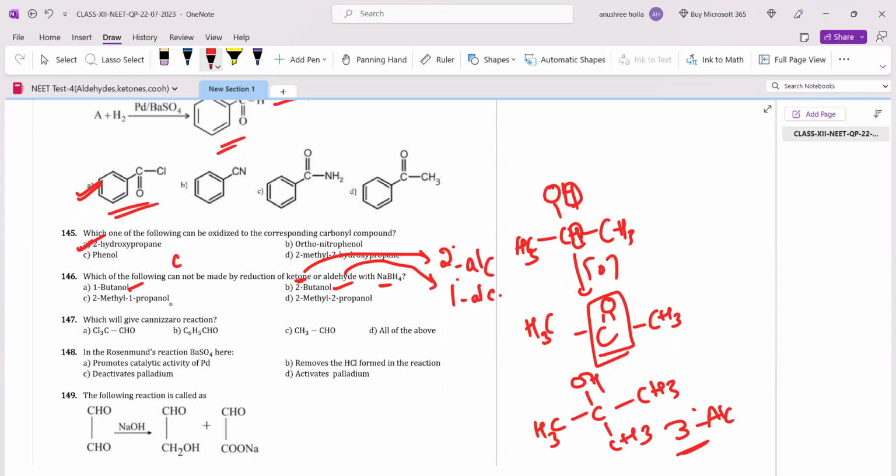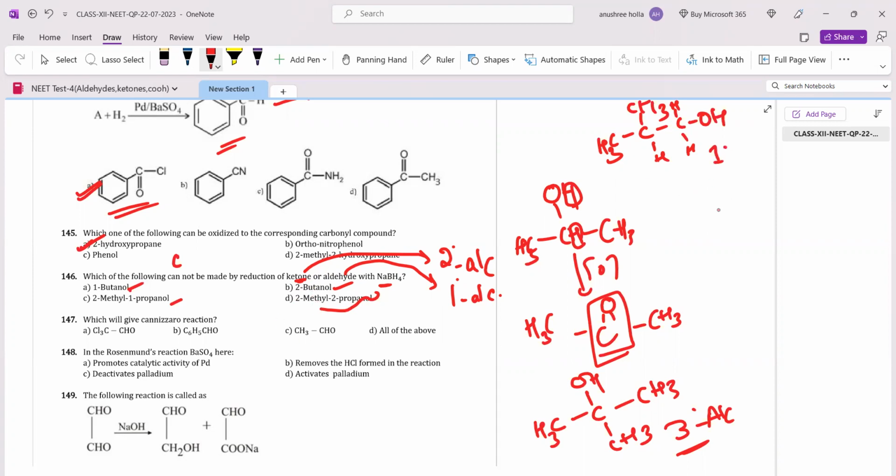2-methyl 1-propanol. Even this is a, if you write the structure, 1-propanol means it's a primary alcohol, right? Again, this is a primary alcohol. So even this can be reduced, this can be obtained by reduction. You can get this by ketone or aldehyde. But what about this? What is this? This is a primary alcohol, so you got it.